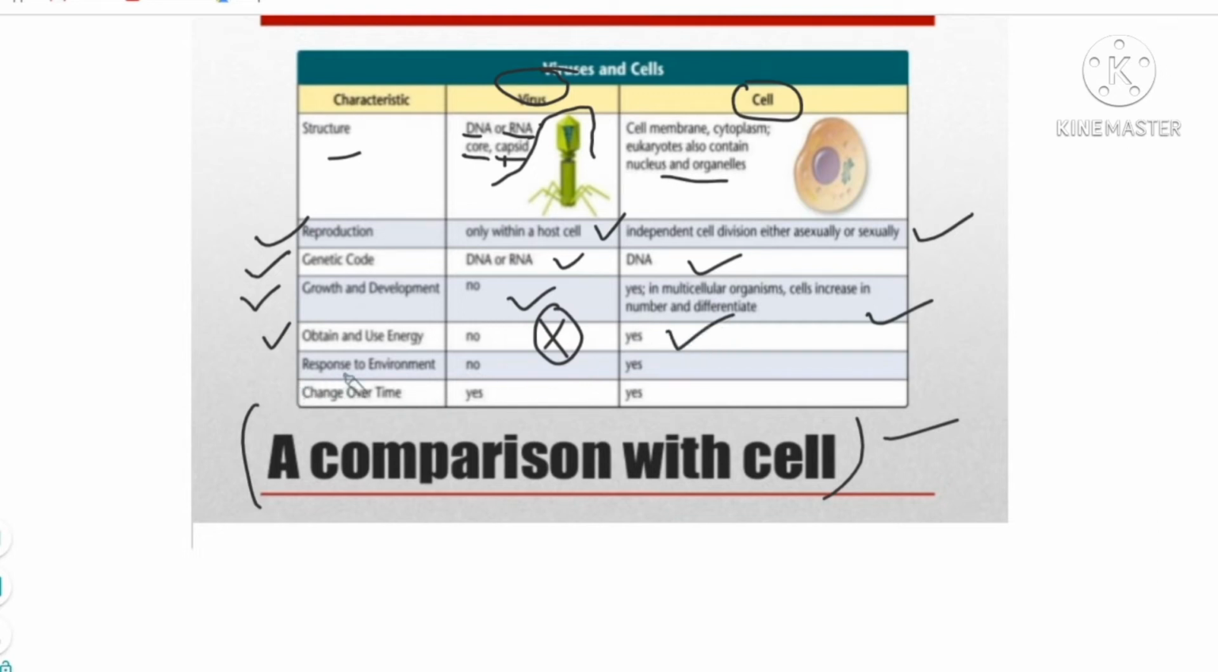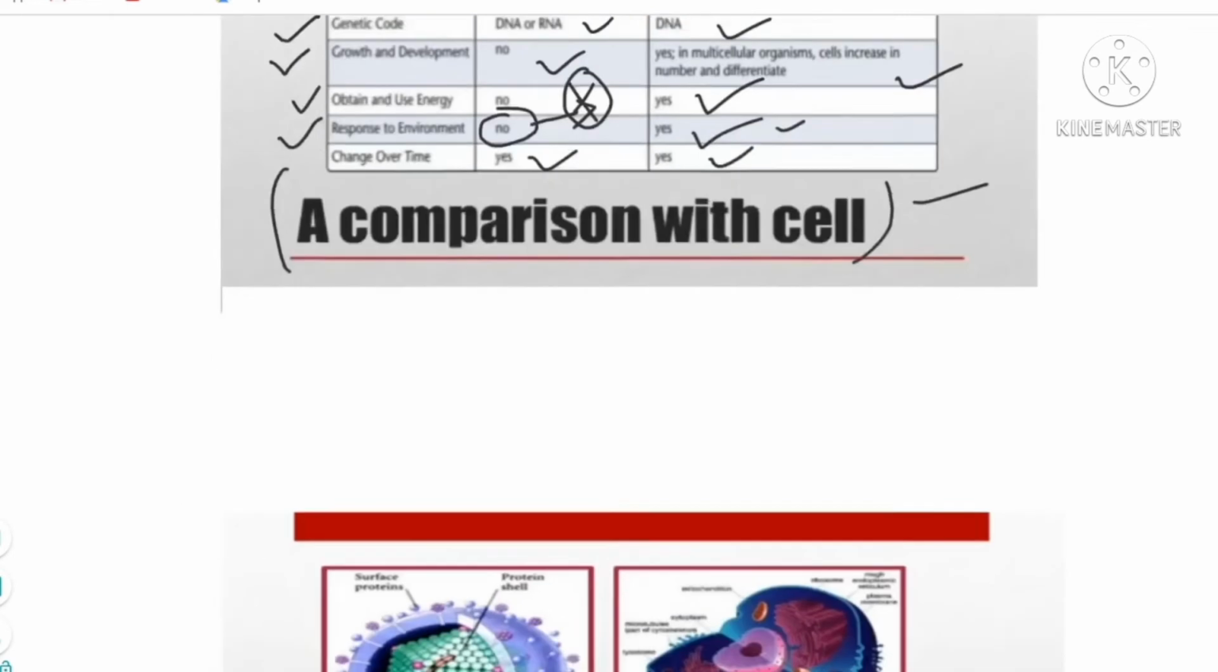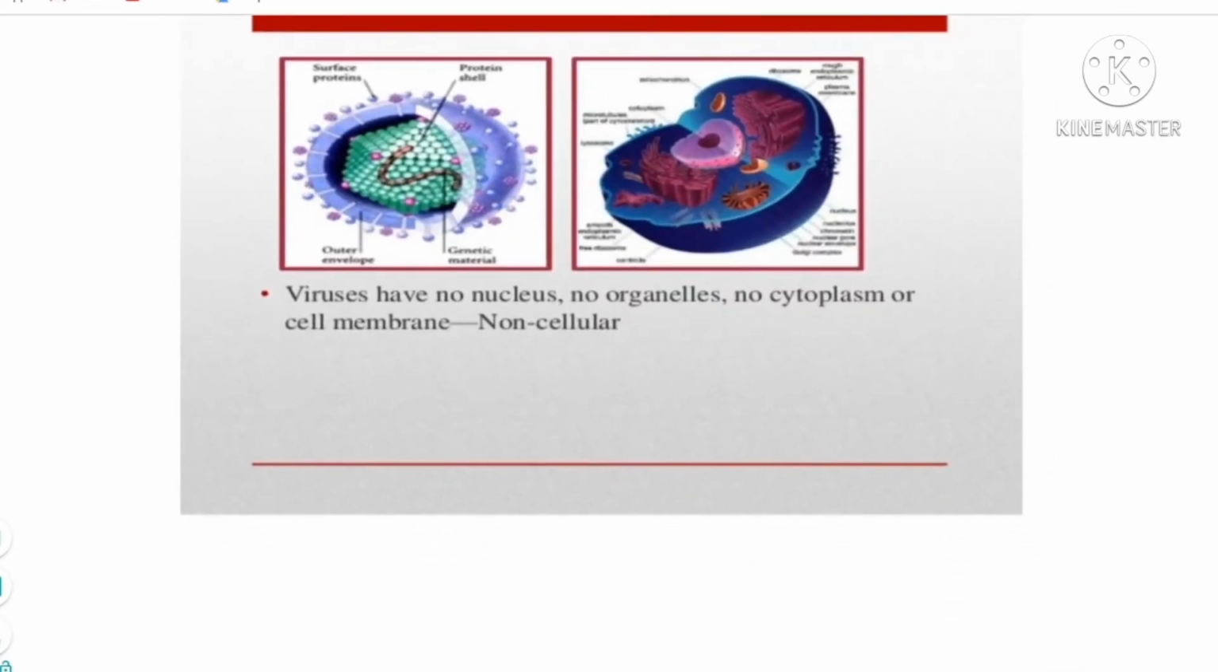But for the cell, yes. Response to the environment: pretty sure that it is no here. Why is it no? Because they are living inside the host. So इनका environment के साथ कोई भी ताल्लुक नहीं हो सकता. Yes, ये environment के response को stimulate कर सकती है. Change over time: yes, this is the same for both. Another point in the comparison is that you can simply यहाँ पर स्क्रीन पे देख सकते हो. This is the surface protein, that's this layer, and this is the protein shell, that's this capsid, and this is the genetic material. But simply you can see that a normal cell has a nucleus, cytoplasm, ribosomes, mitochondria, etcetera. ठीक है ना. This is the comparison between viruses and other cells.